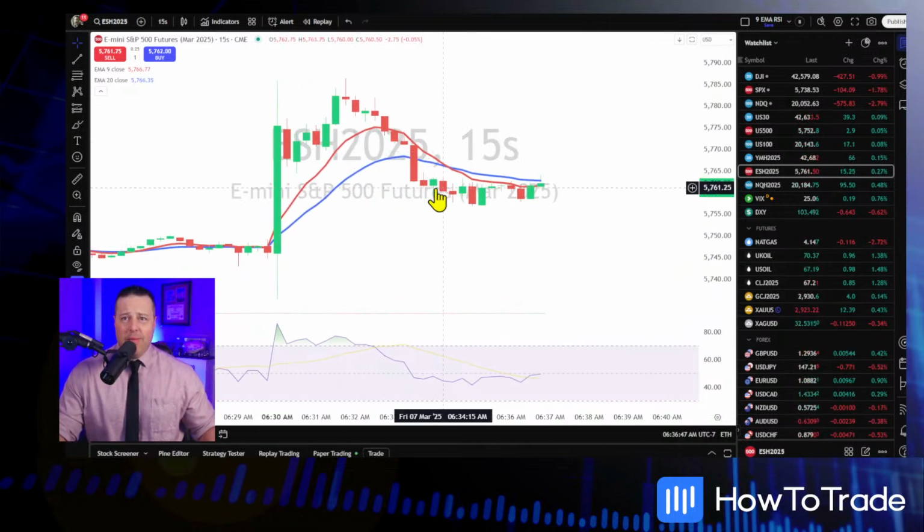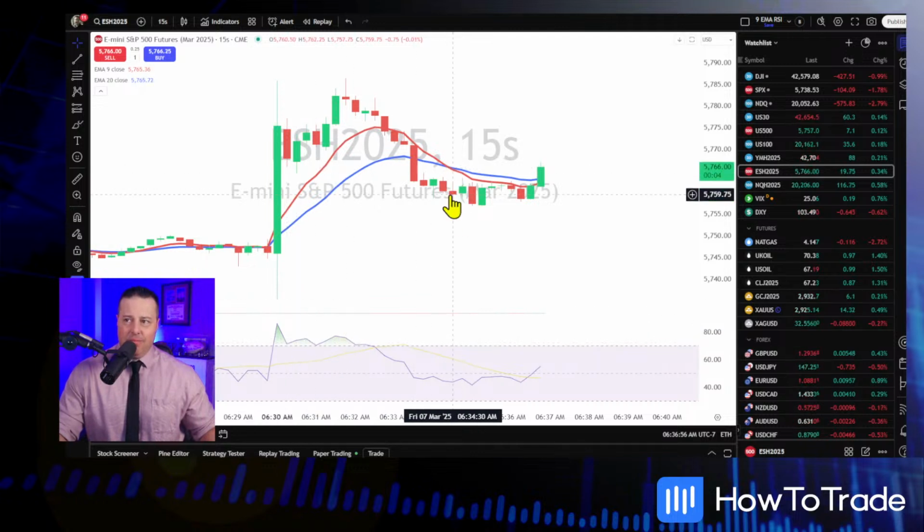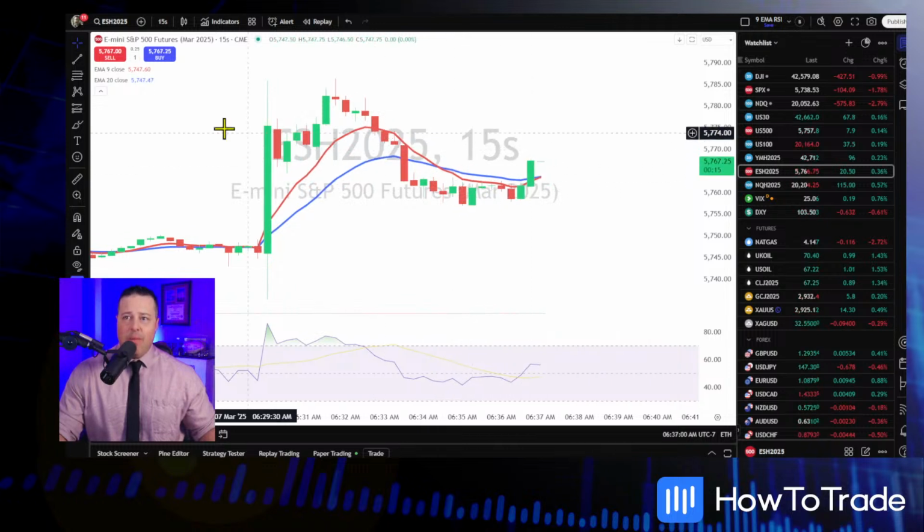Here's your 920, 15-second chart. E-mini S&P 500. Where are you right there? Overbought territory. Overbought. There's your sell. There would have been your sell right there. Price is blowing up in your face.